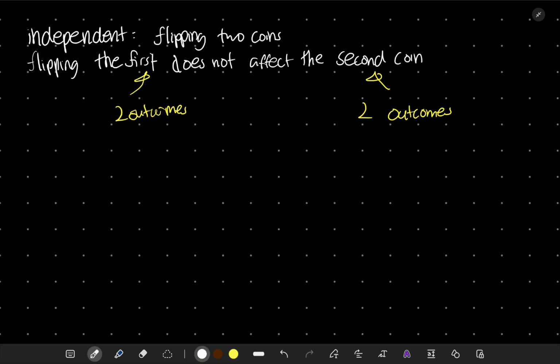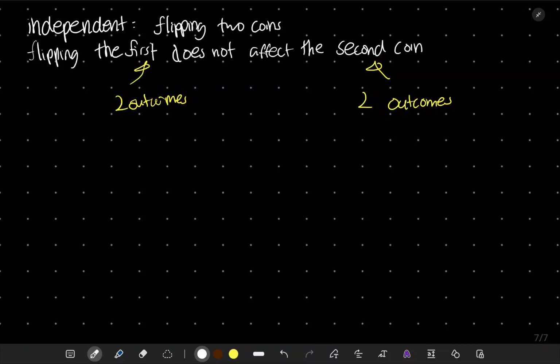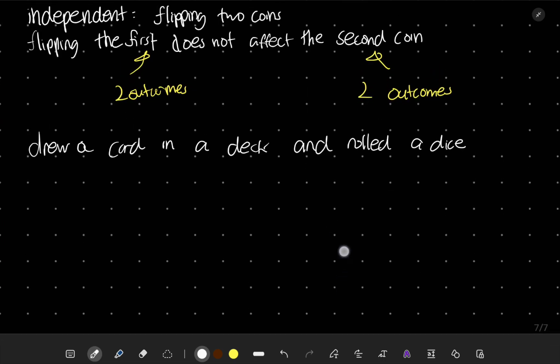Let's think of another one. Another example could be, let's say, as an independent event, 2 super random ones, right? So let's just say I drew a card in a deck and rolled the dice. You can definitely tell that this is a very independent event, because if I drew a card, it has no effect on rolling a dice, right? But then this is where it gets a little bit complicated.